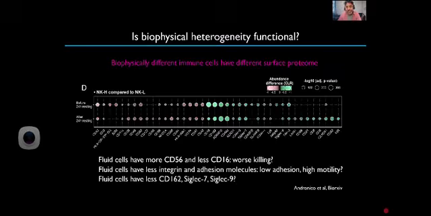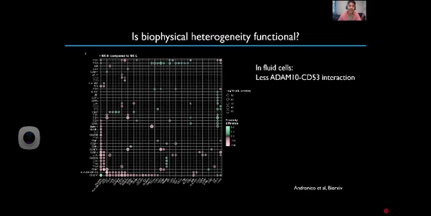Also, fluid cells have less integrin and adhesion molecules, so it might suggest that fluid cells also have low adhesion and maybe high motility. And then eventually we also have less glycosylated proteins in fluid cells, such as CD164, CD162, Siglec-7, Siglec-9. There's a lot more data that is interesting for a lot of people, but for us, these three key messages are really important. That is why we set out to understand a bit more on the surface architecture and the functionality of the cells.